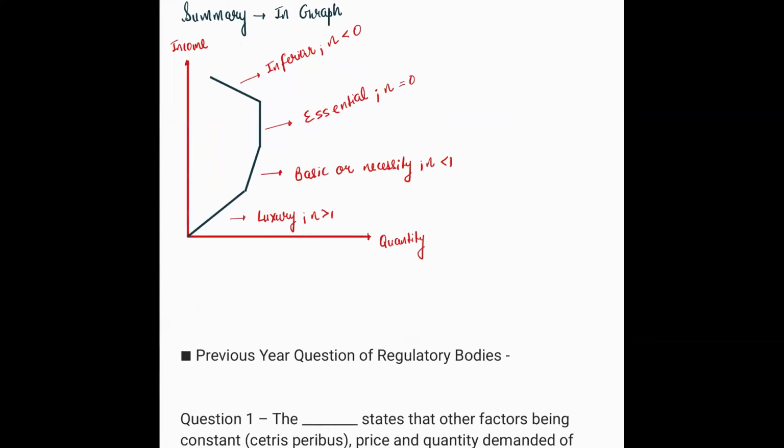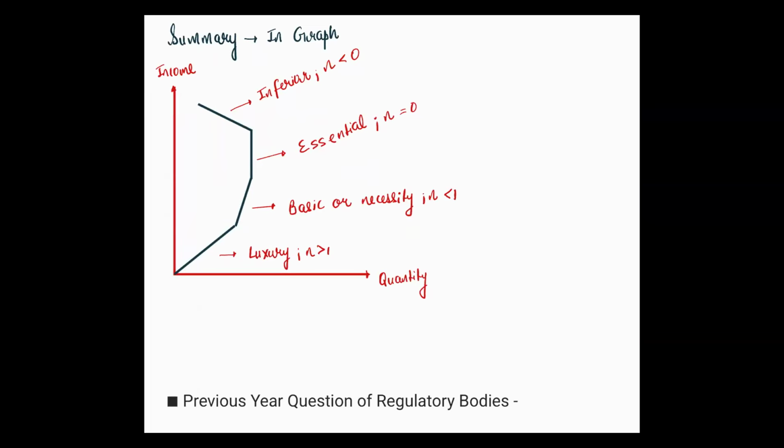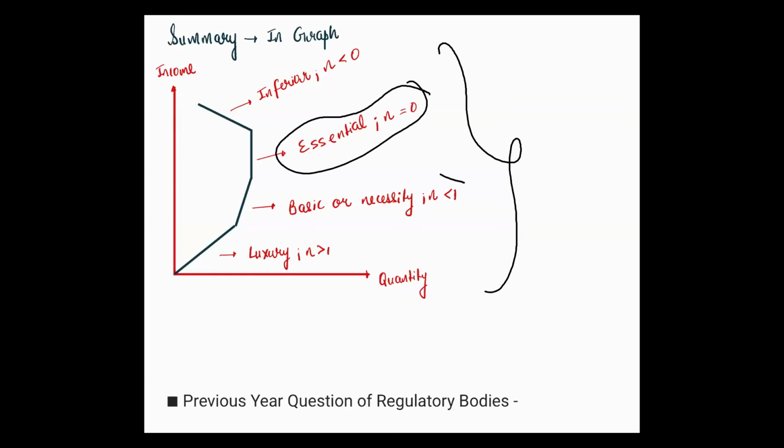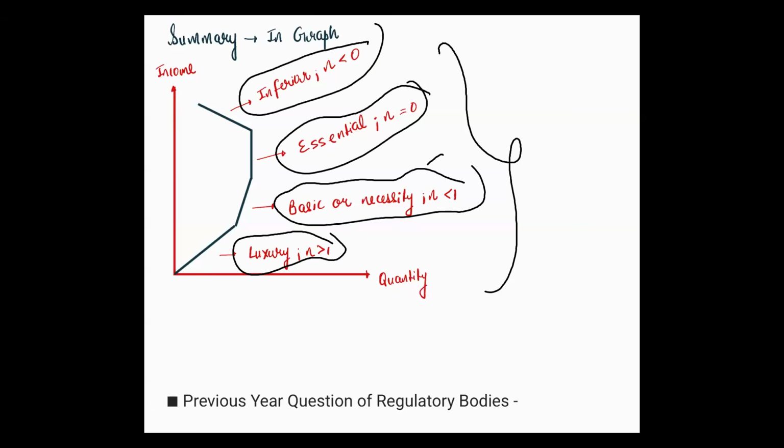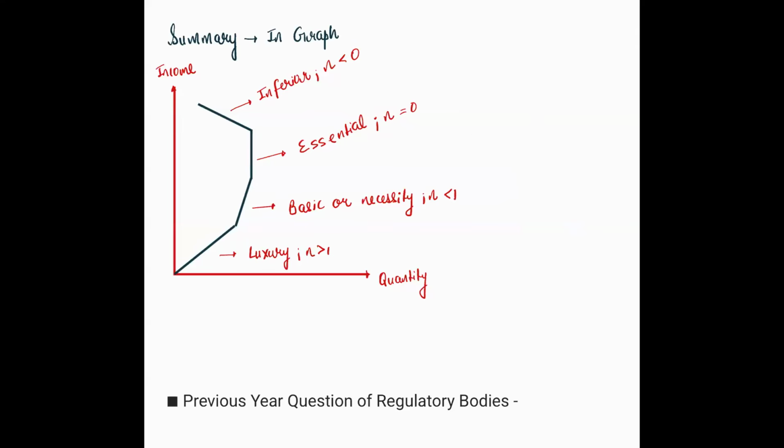Now this is the summary in graph that you can easily understand. Essential, right, n equal to 0, basic or necessity less than 1, necessary good में मैंने बताया, luxury good n greater than 1 and inferior less than 0. तो ये ग्राफ से, using this graph you can easily understand the income elasticity, map this in graph or using the number line also.